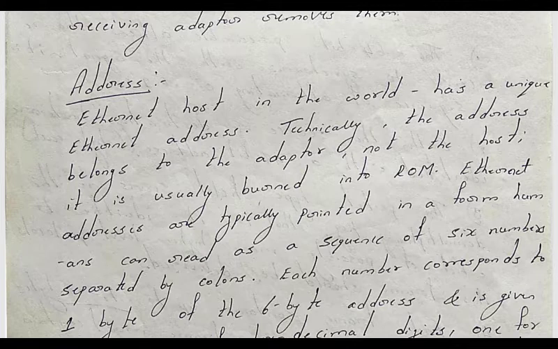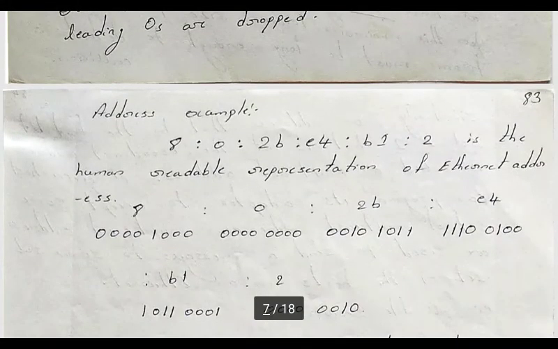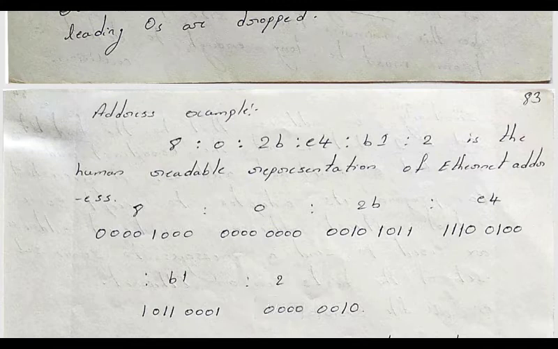So Ethernet addresses are typically printed in a form that humans can read. Is it clear? Is it possible to read an Ethernet address? Yes, it is possible. It is printed in a form that humans can read. It has a sequence of 6 numbers separated by a colon. Here I am going to show you. Each number corresponds to 1 byte of the total 6-byte address.